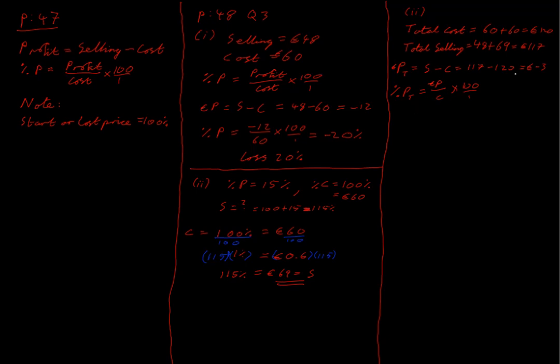Now, let's sub into my formula. So I have a profit of minus 3, so percentage profit is going to be minus 3 all over my total cost is 120. Multiply by 100 over 1 to turn it into a percentage. And now I've subbed everything in. I can put it in my calculator and I find that I get minus 2.5%. I have a negative profit. That means I lost 2.5%. And that's my final answer.